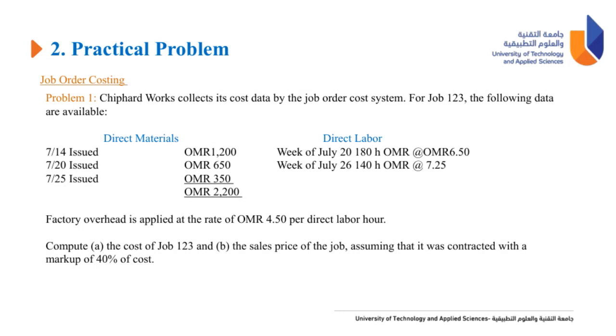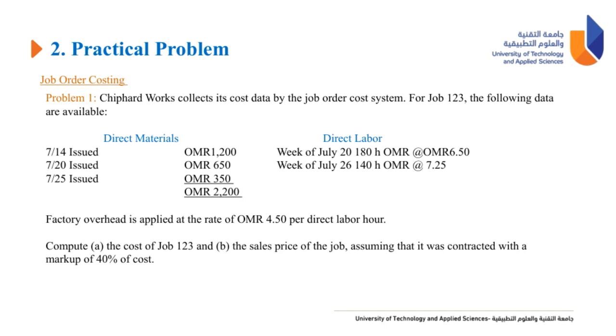First, we have the data on direct materials issued on 3 different dates. OMR 1200 on July 14, OMR 650 on July 20, and OMR 350 on July 25, which totals OMR 2200. Next, for direct labor, there are hours worked during 2 weeks. 180 hours at OMR 6.5 per hour in the week of July 20, and 140 hours at OMR 7.25 per hour in the week of July 26.